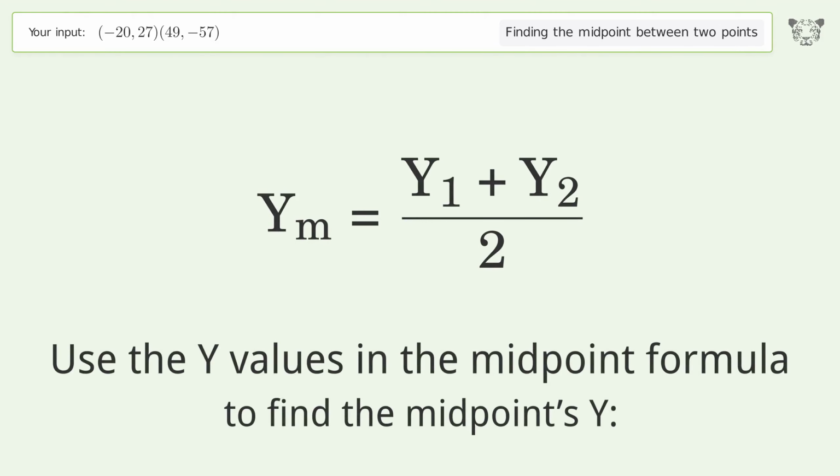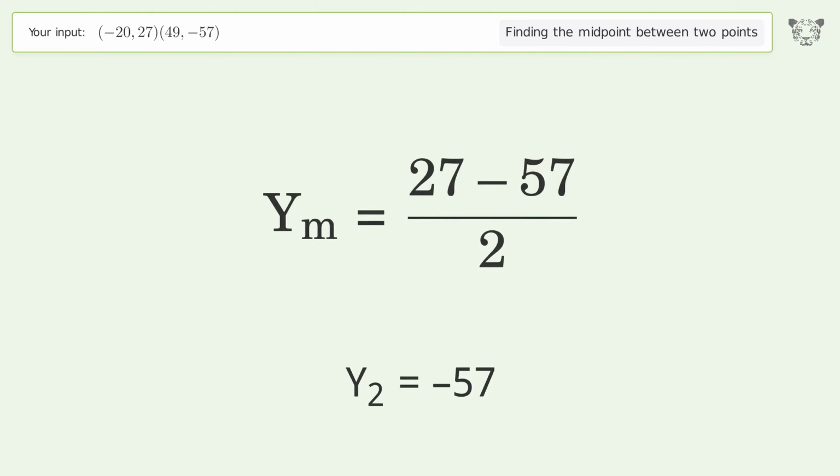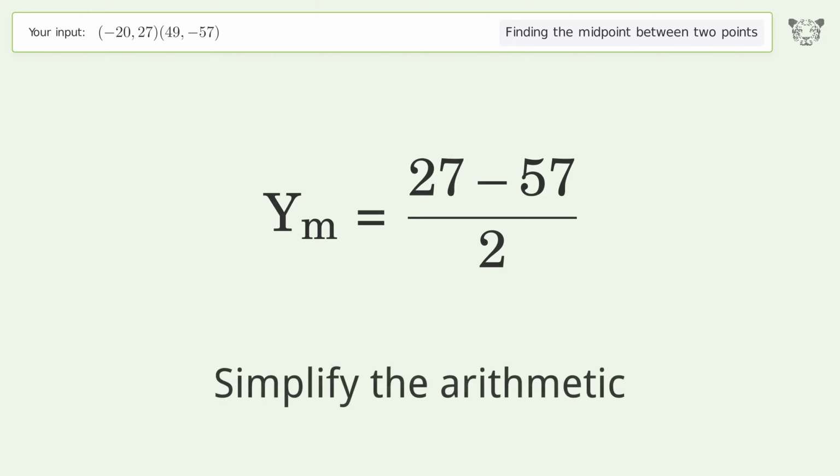Use the y values in the midpoint formula to find the midpoints y. y1 equals 27. y2 equals -57. Simplify the arithmetic.